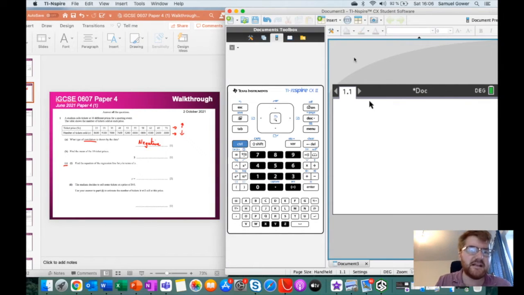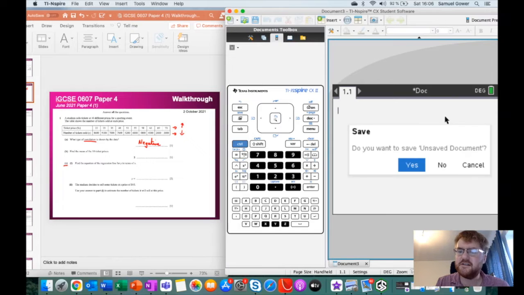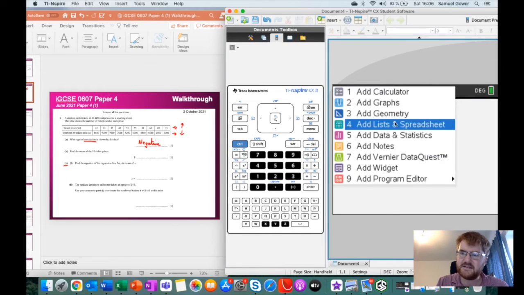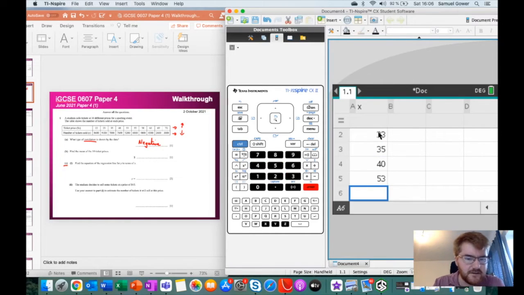So to work out the mean of the 10 ticket prices, we're going to start by opening a spreadsheet. We go to the On button, the main homepage, and start a new document, add lists and spreadsheet. I'm actually going to use this part of the question to help me with C later on. So we've got our ticket prices, which we'll label as X, just like in the table here. And I'm just going to type in all the numbers. So 22, 23, 35, 40. Hopefully I can see the screen okay, and hopefully you can at home as well. But yeah, this is easy enough to do.